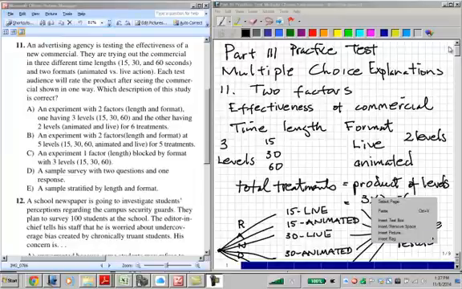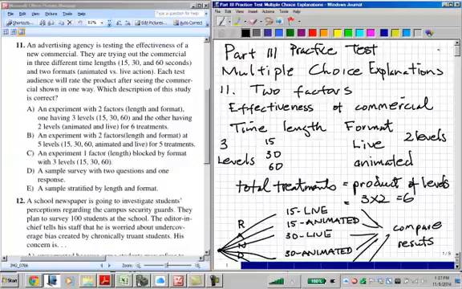Part 3, practice test, multiple choice explanation. I'm starting with question 11 to avoid the other questions, which don't have to do with part 3. I'll go over those later, getting ready for the semester exam. So, number 11, two factors, for evaluating the effectiveness of a commercial.